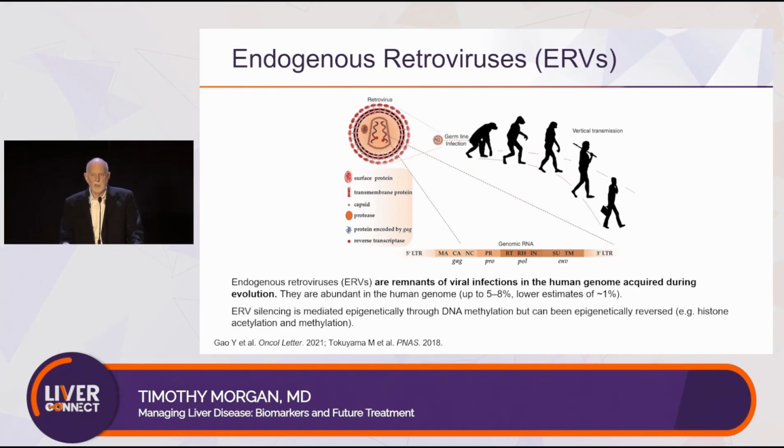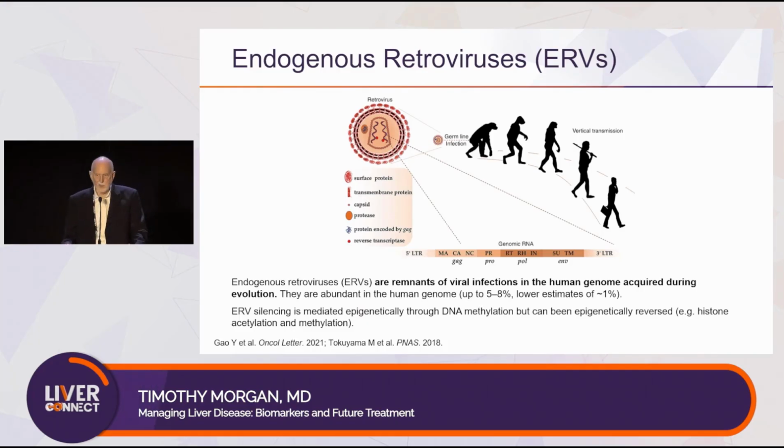The final one is endogenous retroviruses. Now what are these? Well, I think you probably know that the coding component of genomic DNA is, I don't know, 3% or 5%. It's a very small percentage. And if you look at what's all the rest of it, some of it looks like it could have been viruses that were there from eons ago.